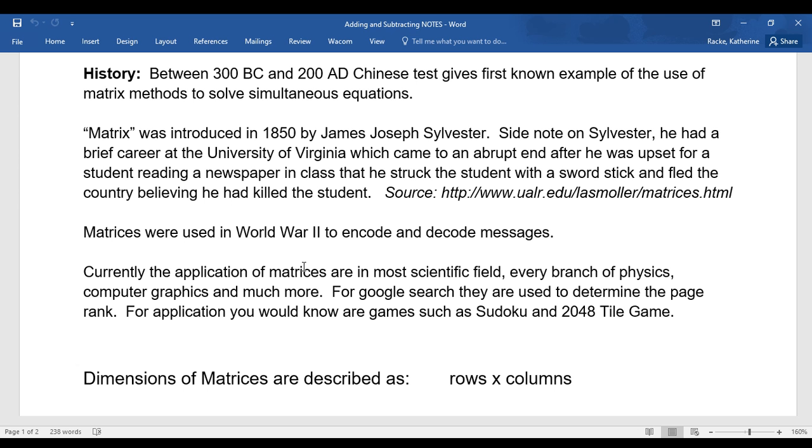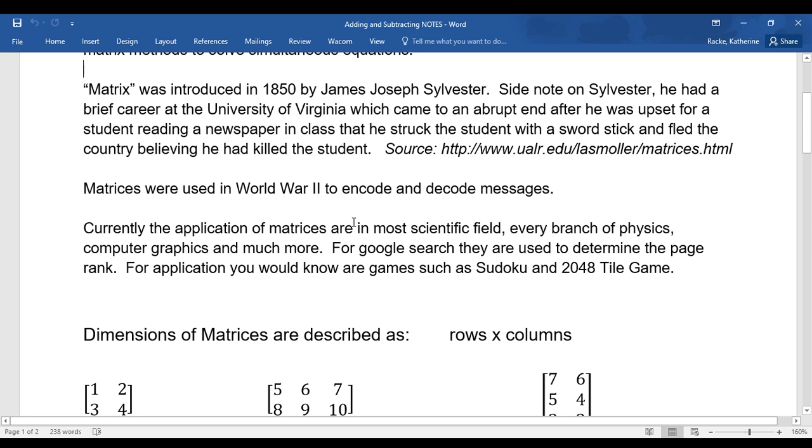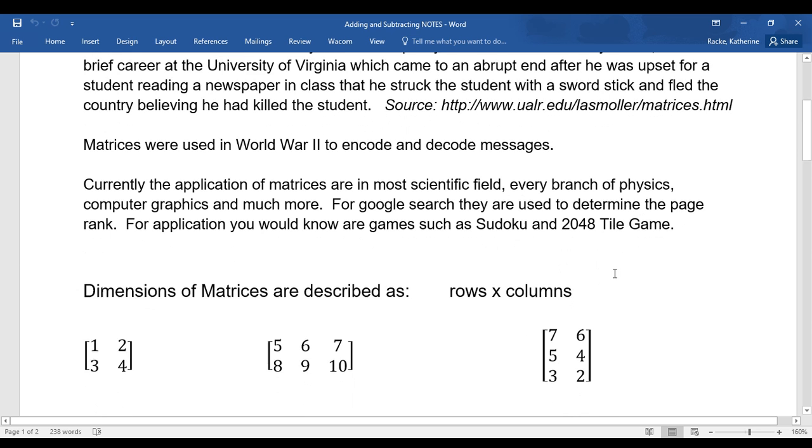Matrices were used in World War II to encode and decode messages, and currently matrices are applied in most scientific fields, every branch of physics, computer graphics, and much more. For Google search, they are used to determine the page rank. For applications you would know, there are games such as Sudoku and the 2048 tile game.